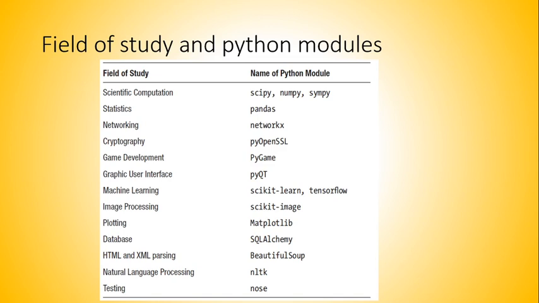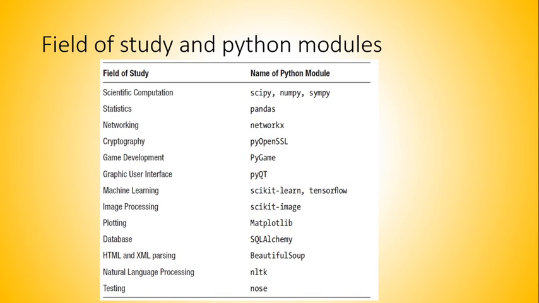If you want to go for networking, the NetworkX module is available. Cryptography requires PyOpenSSL. For game development, Pygame. For graphical user interface, you can select PyQt. For machine learning, scikit-learn and TensorFlow are very much required. You can also select PyTorch. For image processing, scikit-image is also important.